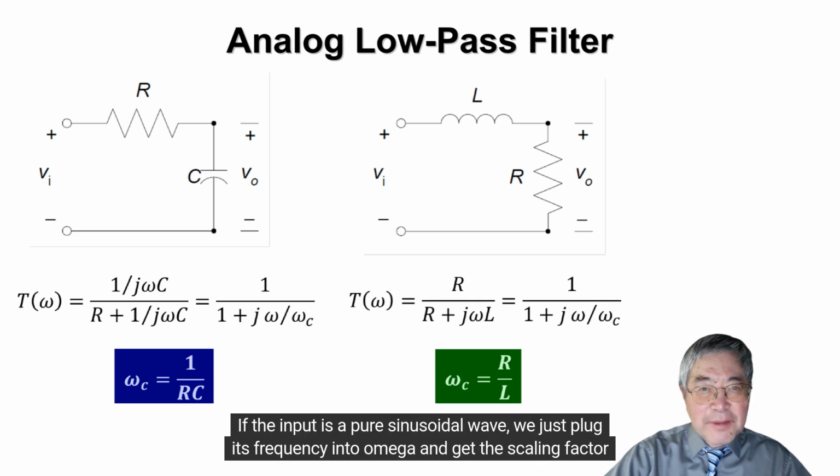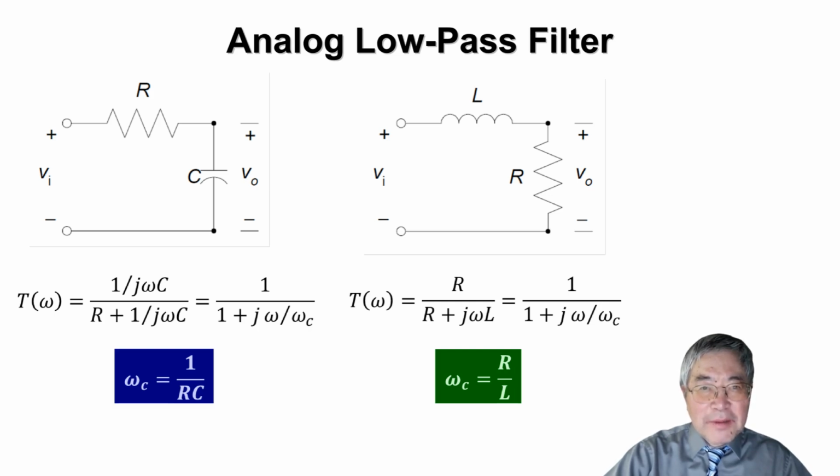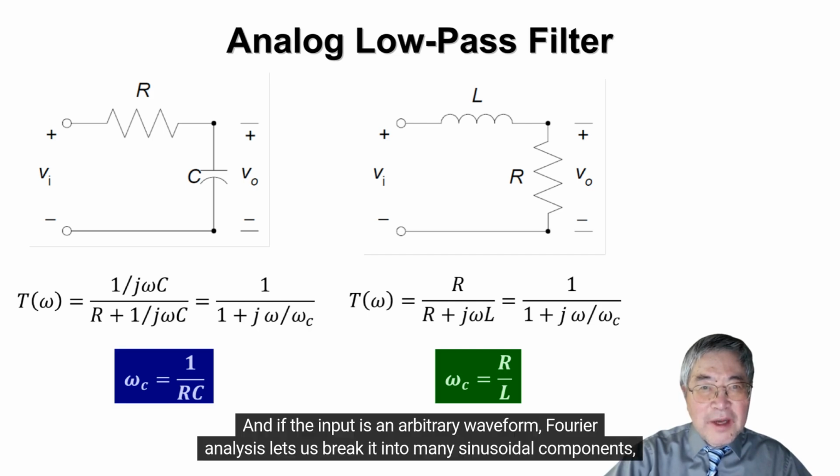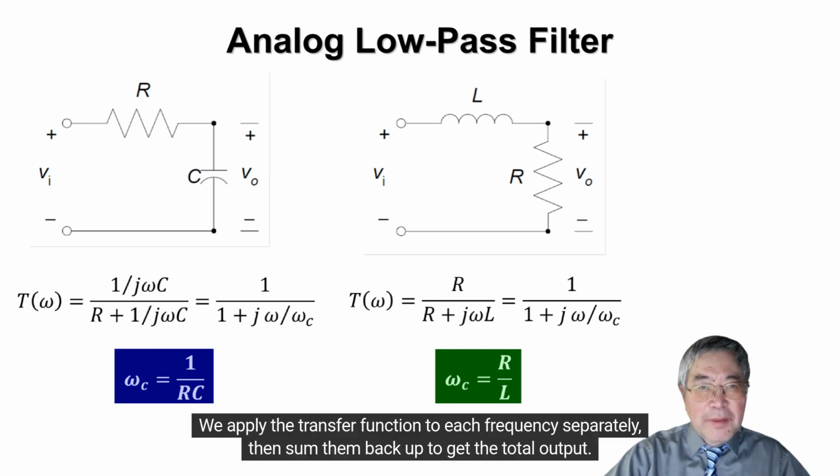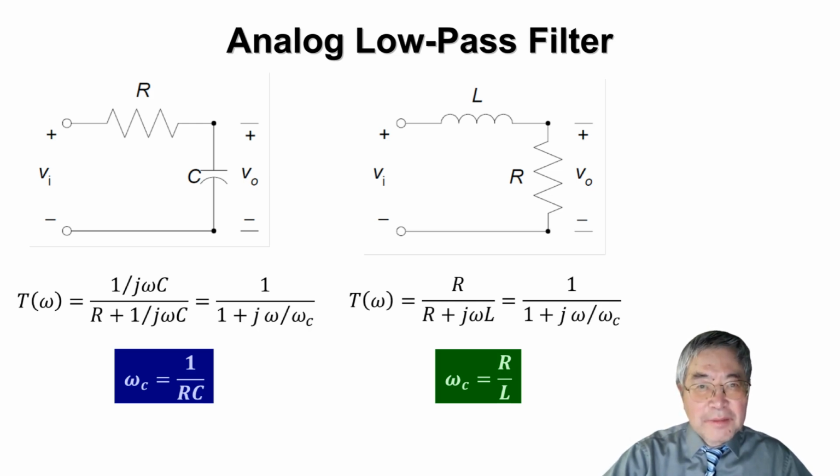If the input is a pure sinusoidal wave, we just plug its frequency into omega and get the scaling factor for the output. And if the input is an arbitrary waveform, Fourier analysis lets us break it into many sinusoidal components, each with its own frequency. We apply the transfer function to each frequency separately, then sum them back up to get the total output.